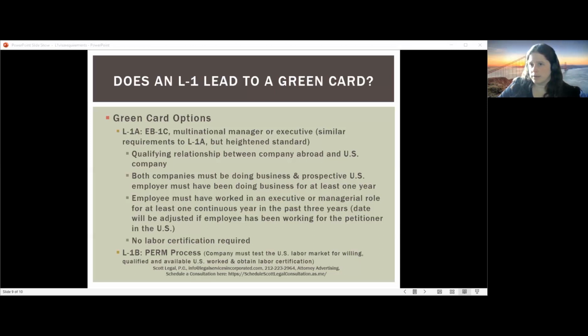It's permanent, allows you to stay in the U.S. forever. So there is a heightened standard. When we look at these requirements, there has to be this qualifying relationship. Both companies have to be doing business. The U.S. employer has to have been doing business for at least a year. The employee has to have worked as a manager or executive abroad. So if they were holding a specialized knowledge role abroad and now they're coming to the U.S. to be a manager or executive, unfortunately, that's not going to work for the EB1C.